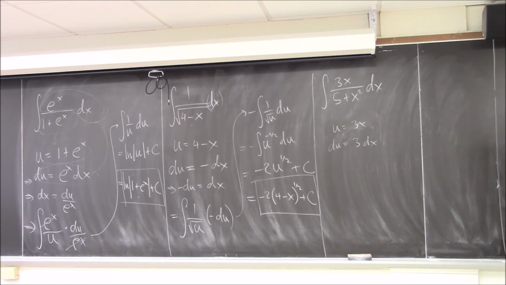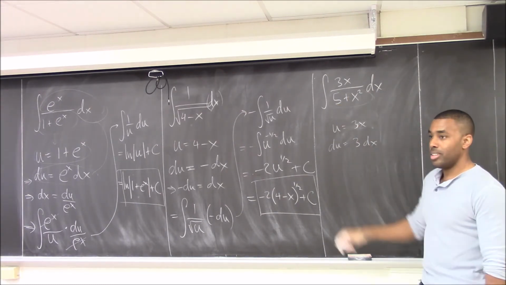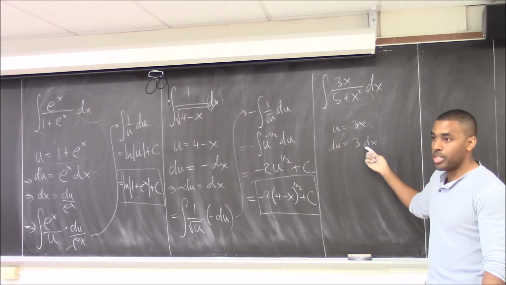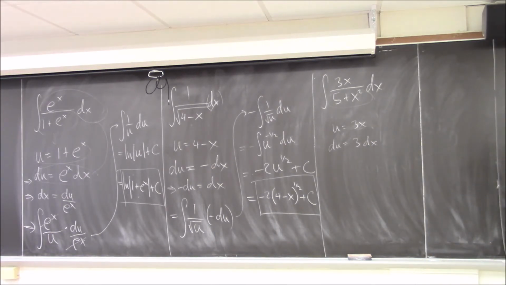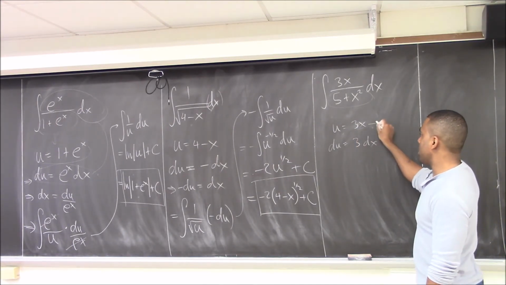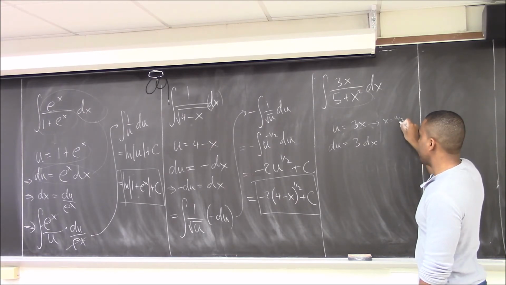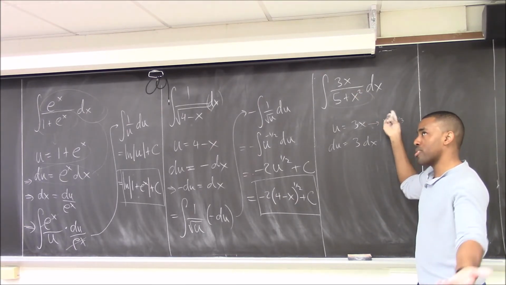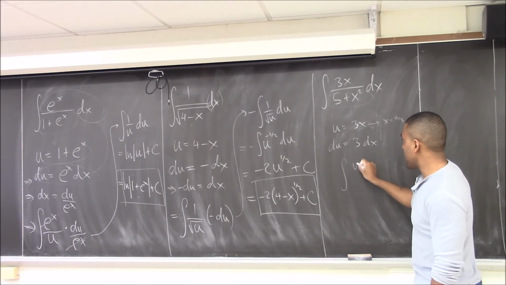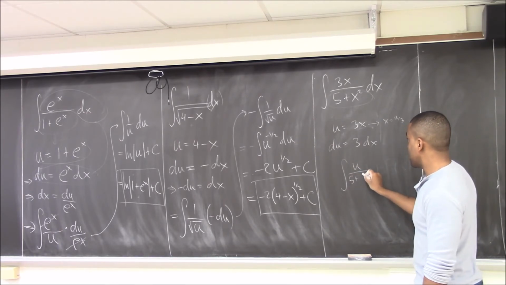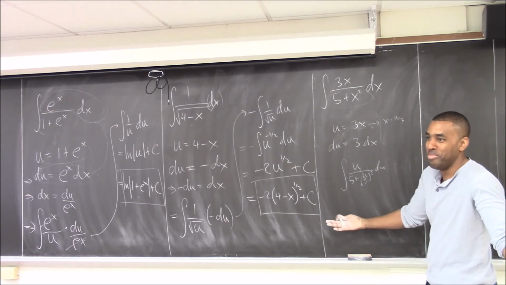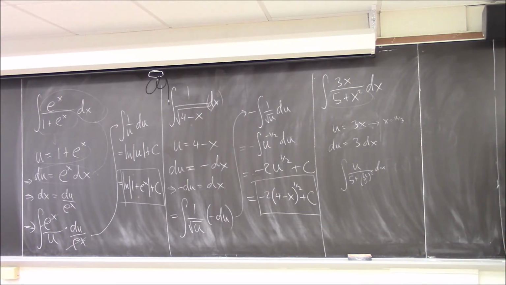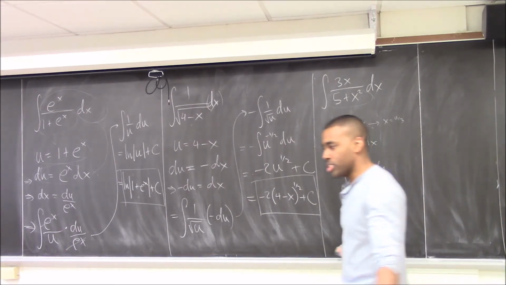Do you see an issue? There's a whole part of the function that is not in my derivative. I wouldn't be able to swap that out. Now technically you could say that if u is 3x, then you could plug in x equals u over 3, and so you can replace that x with u over 3, and you get something that looks like this. But that's not any simpler. You pretty much ended up in exactly the same situation. So not all substitutions are created equal.